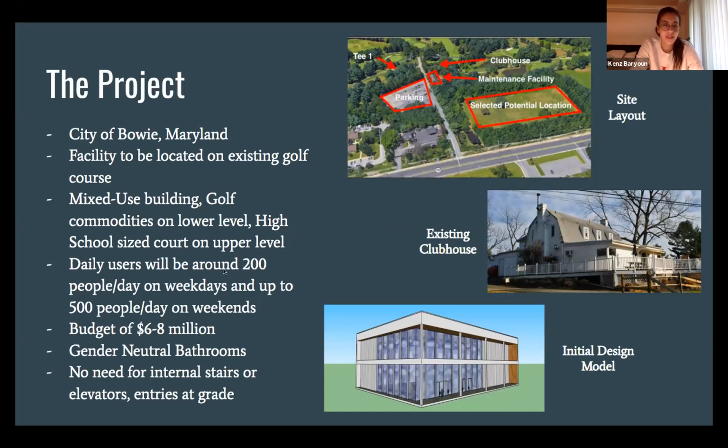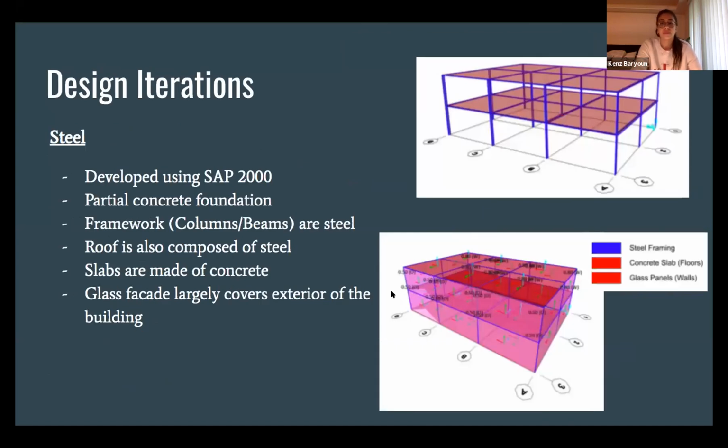We suspect that the daily users are going to be around 200 people per day on the weekdays and up to 500 people per day on the weekends. The budget given to us by the City of Bowie is 6 to 8 million. Gender neutral bathrooms are really emphasized in the building by the client. The building takes advantage of the land slope, allowing for a partially underground foundation and first floor. For our first design iteration, we used SAP 2000.